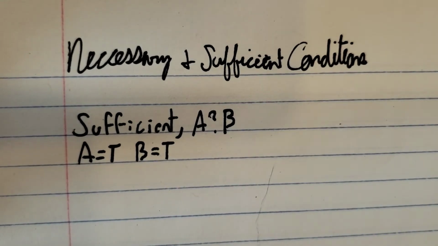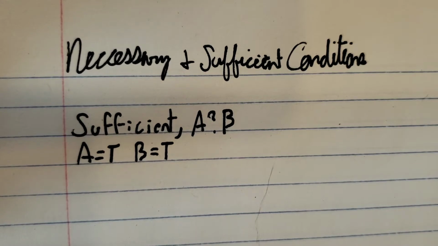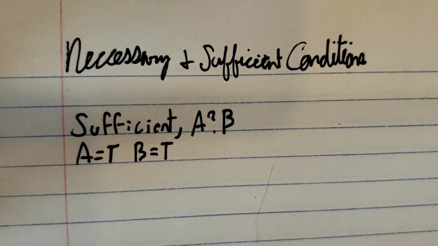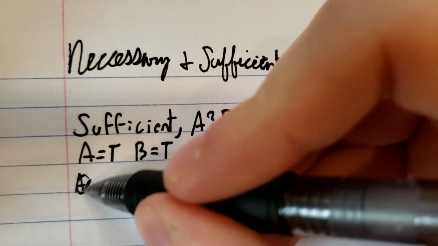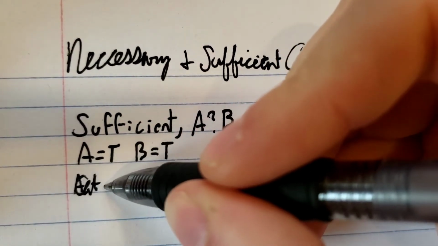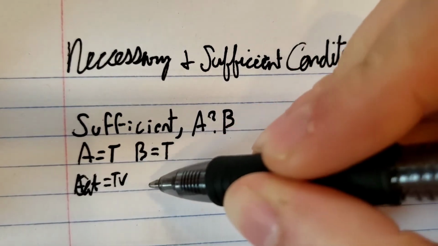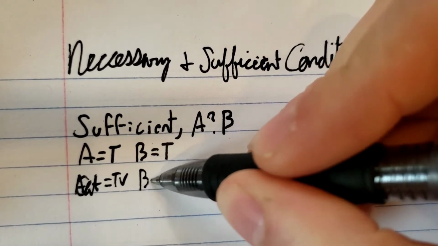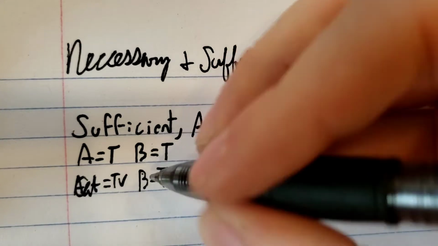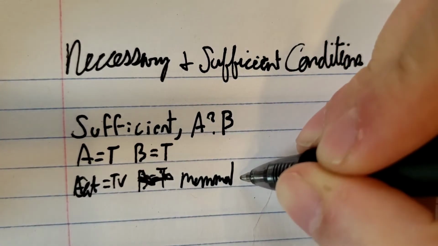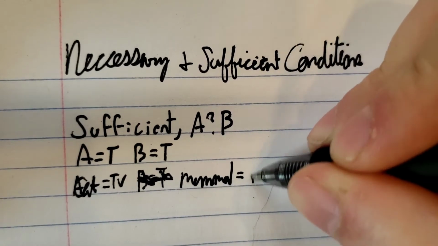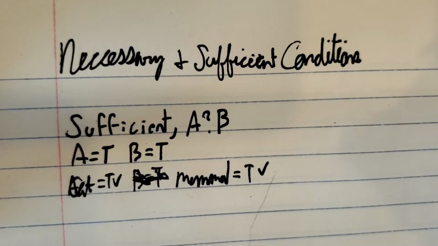So to bring a real-world example into this, something from our problems later, let's think of a cat and a mammal. If we have A and that's a cat, if that is true, if it is a cat, that means it is a mammal. A cat is sufficient for being a mammal. When one is true, the other is true.